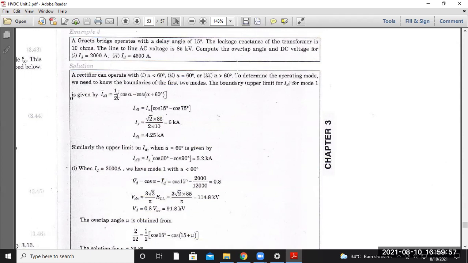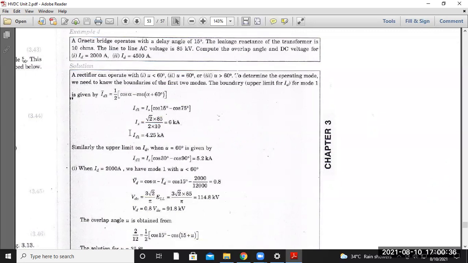That is, the ID1 vector is given as half of cos alpha minus cos of alpha plus 60 degree, because this is the reference value of 60 degree. So we put the value of alpha plus mu with mu equal to 60 degree. As you can see, the delay angle is 15 degree, that means alpha is 15 degree. So putting the value, you will get cos 15 degree minus cos 75 degree. You will get the value of Is equal to root 2 into 85 divided by 20, that will give you 6 kilo ampere.